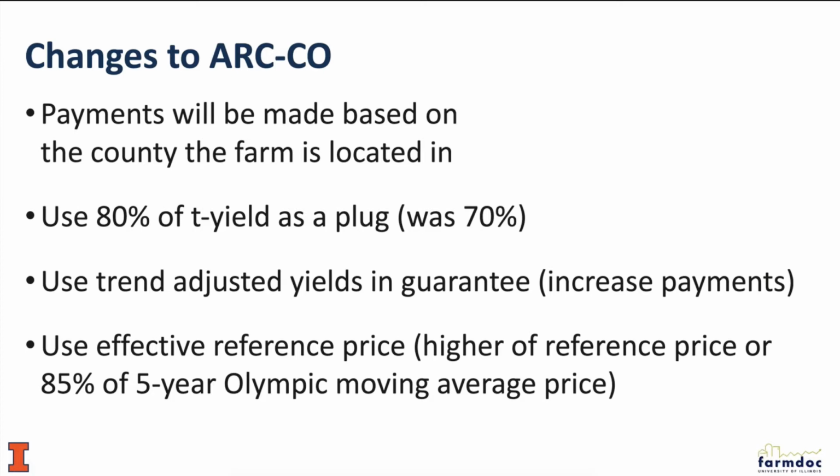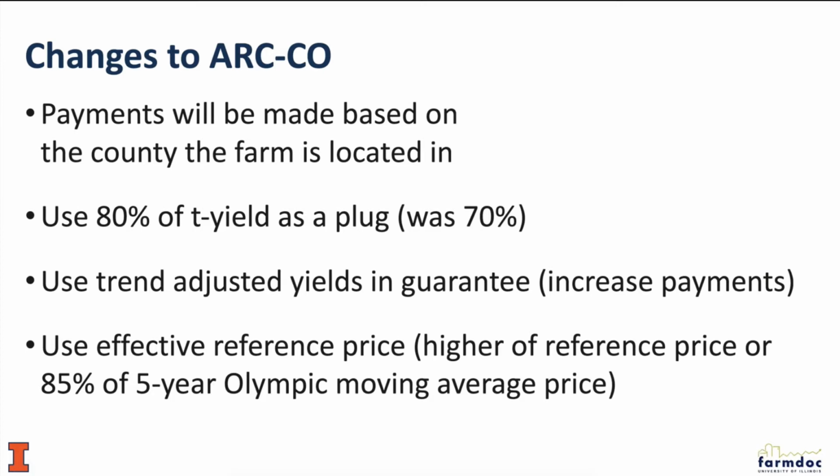Probably even more of a factor, particularly here in the Midwest, is going to be this ability to use trend-adjusted yields. We talked a lot about this as one of the shortcomings of the 5-year Olympic average component of the revenue program, and that is that while prices bounce up and down, and we expect that, and a 5-year Olympic moving average smooths out some of the ups and downs, yields we've long expected to just improve year over year. So actually a 5-year Olympic moving average doesn't work the same.